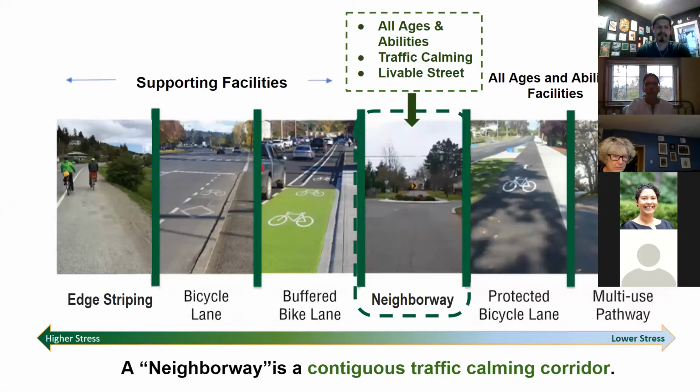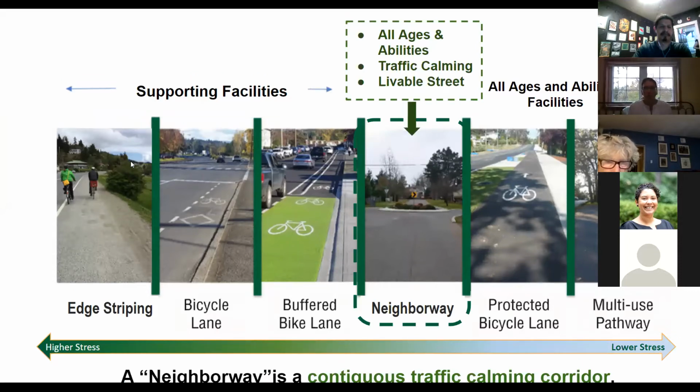So what we would talk about on Bartlett Street then would be essentially a neighborway, which is a wide category of treatments, but it's essentially a low volume, low speed street, a livable street that would be suitable for all ages and abilities to use. It's also very nice as a residential street because of the associated traffic calming that's part of that.